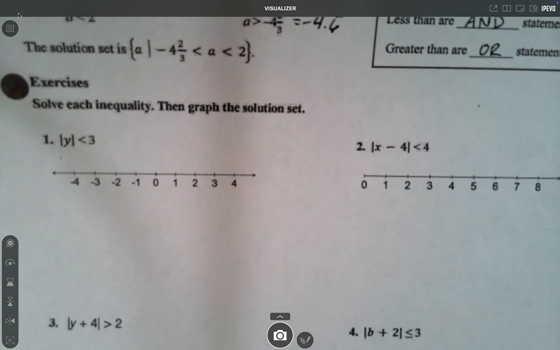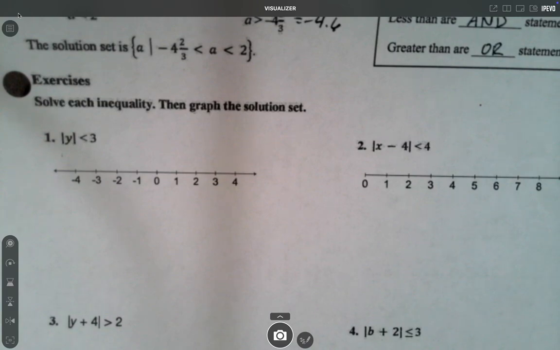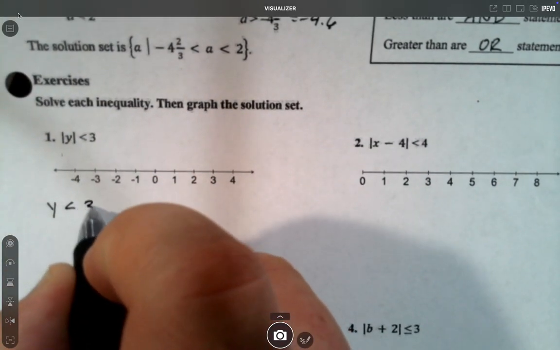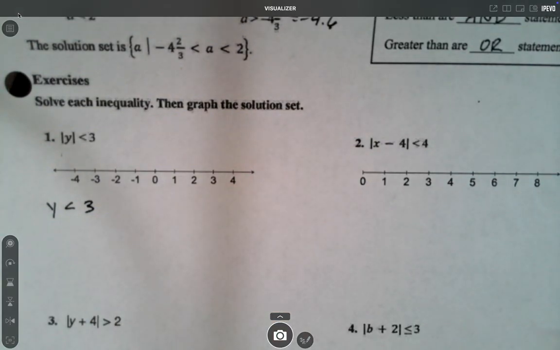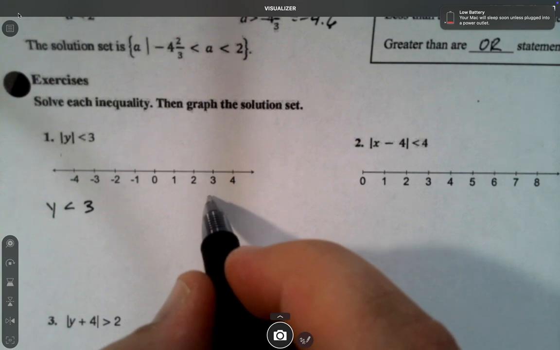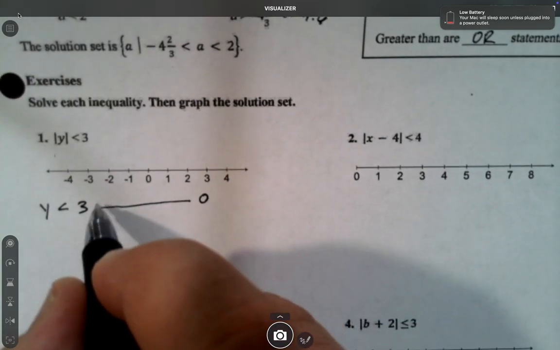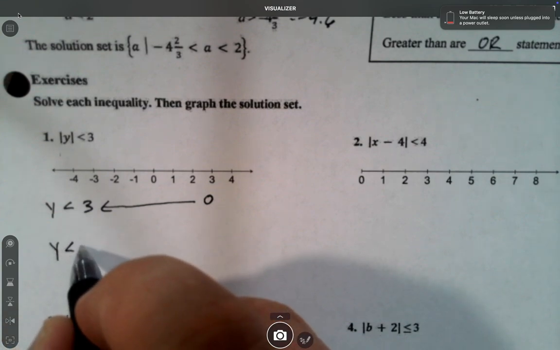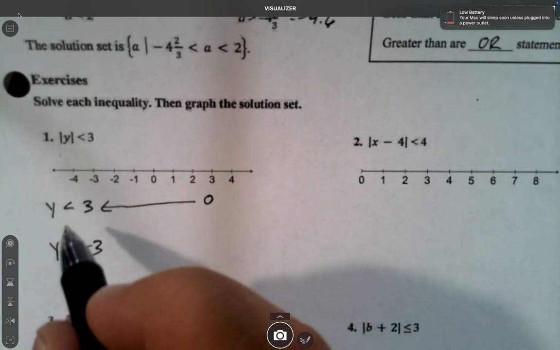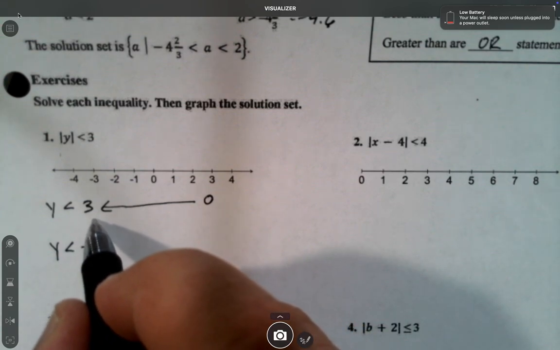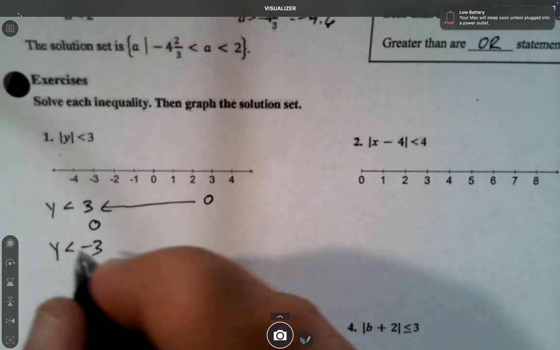Okay, so we'll solve each inequality, then graph the solution set. So first, we'll just rewrite it just as it is, but without any absolute value. So we get y is less than 3, so we put an open circle at 3 and shade to the left. We also do y is less than negative 3. So we have to flip the inequality sign and change the sign of the answer to a negative. So this will also be an open circle. It'll be at -3.